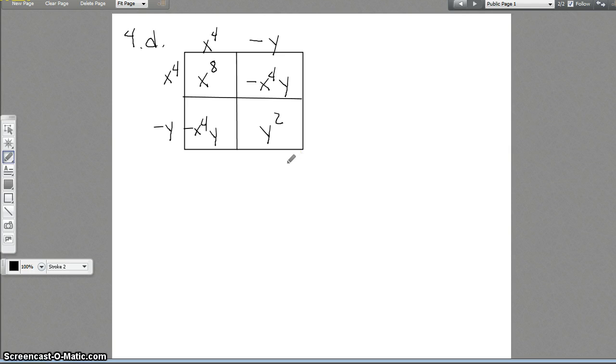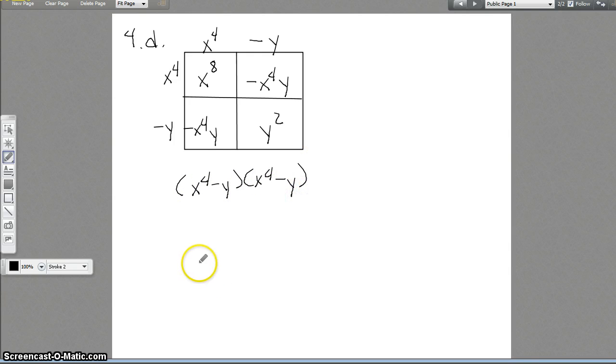What you have to write down is the factors. Well, you have to write down the factors and then you have to write down the polynomial. So what are our factors? Our factors are x to the 4th minus y times x to the 4th minus y.